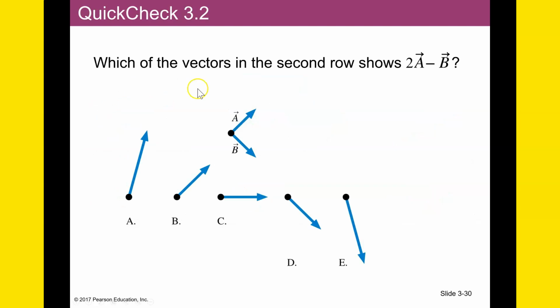All right, quick check. Which of the vectors in the second row shows 2A minus B? So here's A and here's B. Which one of these choices best represents if you were to do 2A minus B? All right, pause it and think about it.